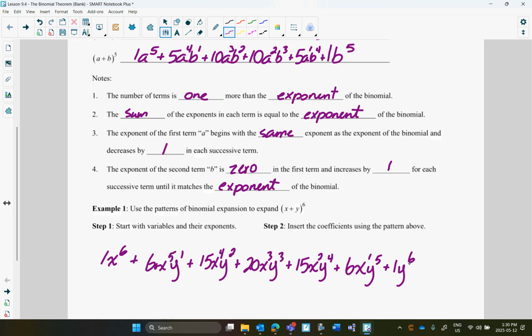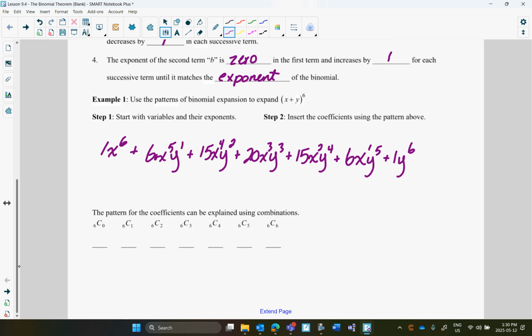Fortunately, the coefficients can be found by using combinations, where n is the exponent of the binomial, and then you start at 0 and count up until you get to the exponent of the binomial. So 6 choose 0 is 1. 6 choose 1 is 6. How many ways can you choose one number from 6? 6 ways. 6 choose 2 works out to 15.